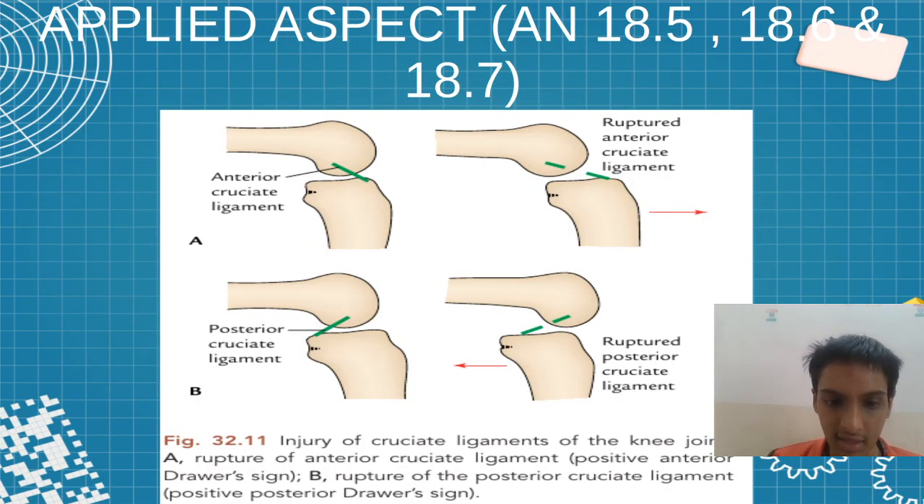Now let us see the drawer sign. This is very important. In the knee joint, the common injury site, very common in old age, is the ACL and PCL injury. We can define this through the drawer sign. So what is the positive anterior drawer sign? That is related to ACL. So just remember this, the positive drawer sign, if it is anterior and posterior, relates to the respective cruciate ligaments. That's the important point.